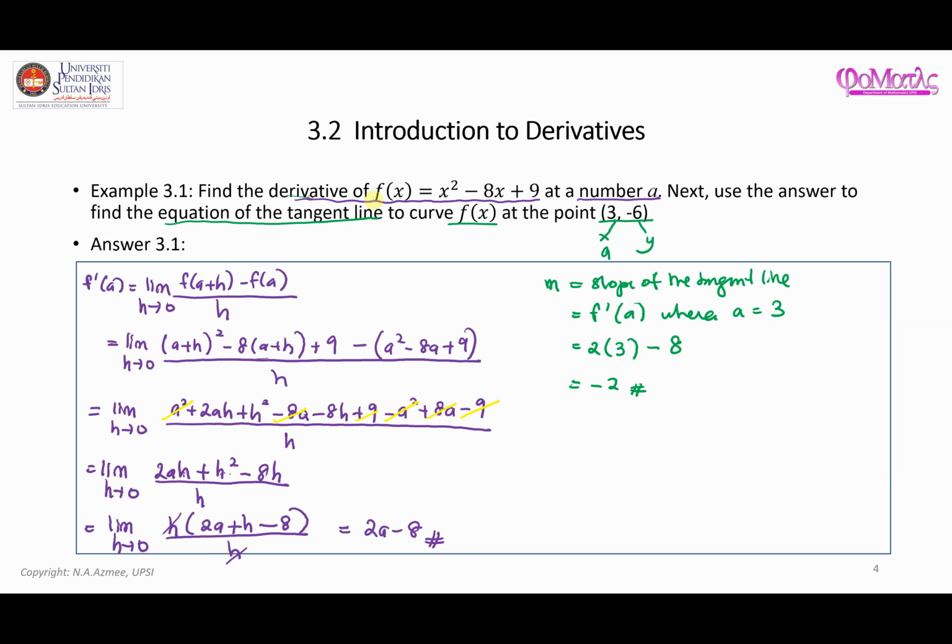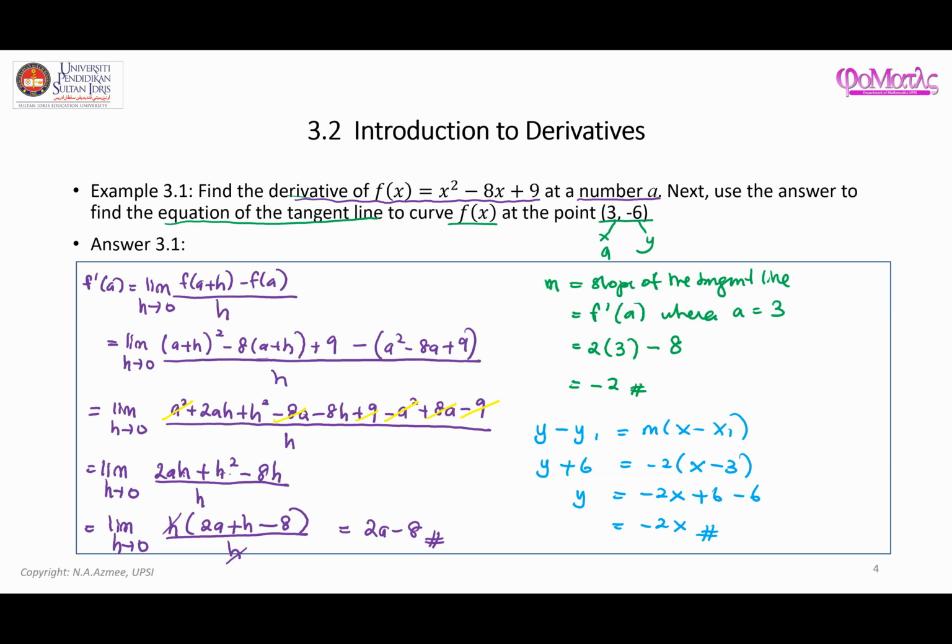We need to come up with the equation of the tangent line, and to do that we can use the formula y - y1 = m(x - x1). So y1 is negative 6, so y minus negative 6 is going to be y + 6. m is negative 2, and x - x1 is x - 3. Okay, and if you simplify this, you will get y = -2x + 6 - 6, which is equal to -2x. So here we go, that's the equation of the tangent line.